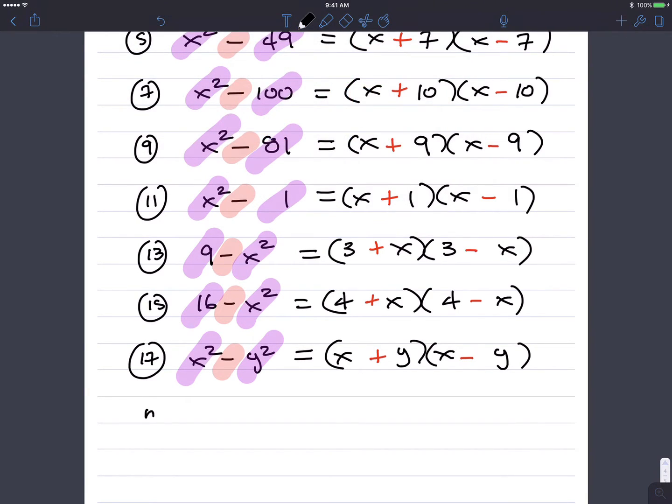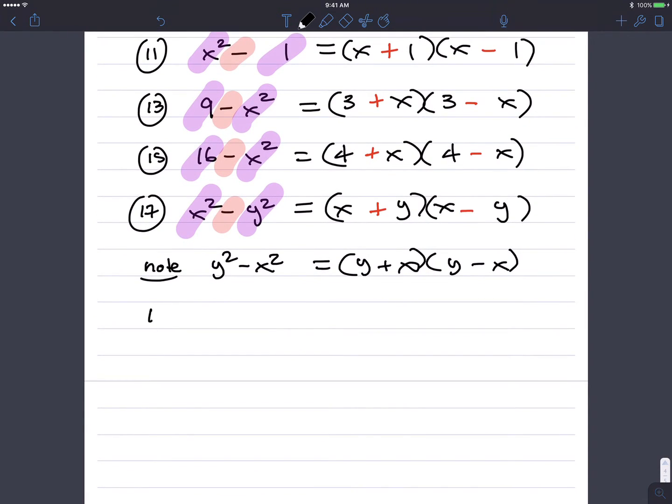Let me give you guys a note here. If you had y squared minus x squared, how would we write that? Sorry, I guess you guys can't see. How do we write this one? Y plus x, y minus x. Good. Why do you put the y's first? Y squared was first. All right. Okay, pretty good.